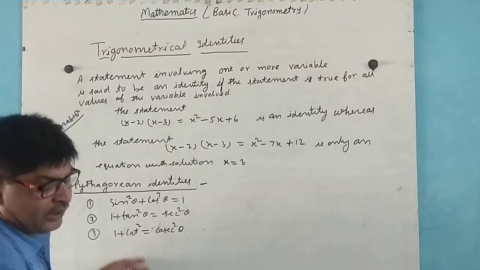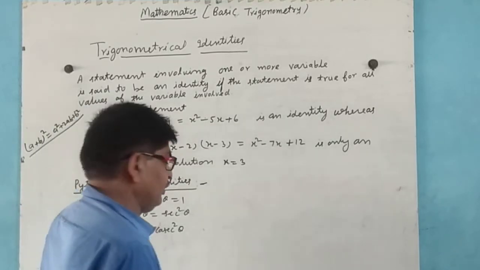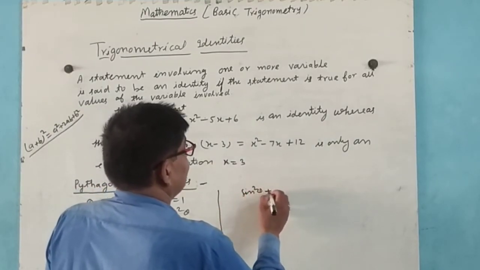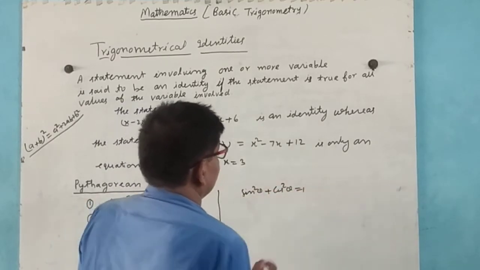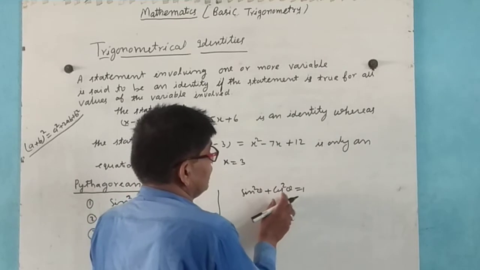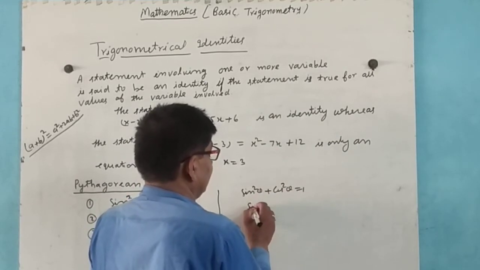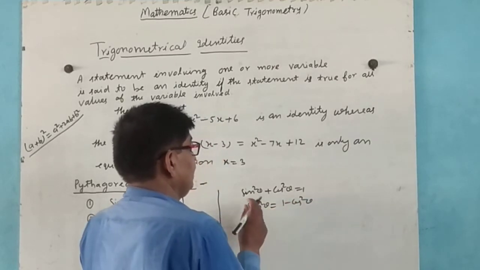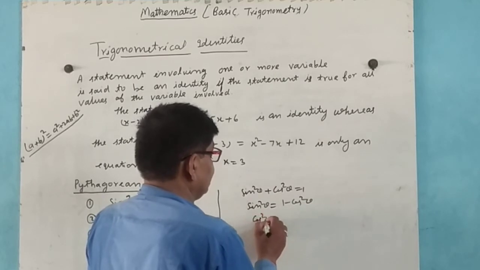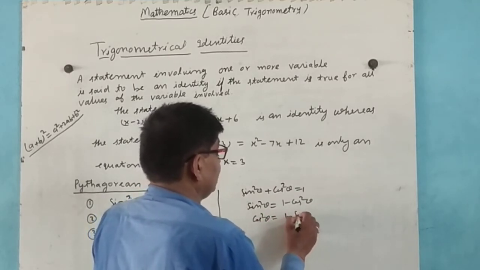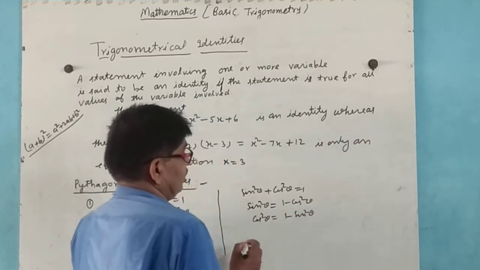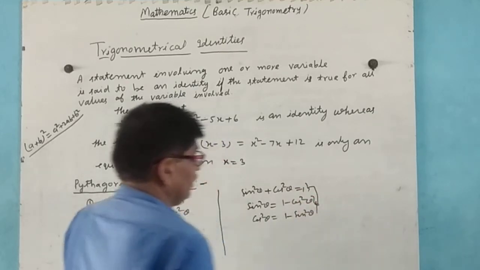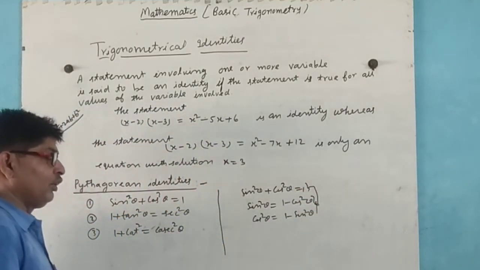With the help of these identities, we get different formulas like sin square theta plus cos square theta equal to 1. If we change the side, sin square theta equal to 1 minus cos square theta, and cos square theta equal to 1 minus sin square theta, and so on. With the help of these, we get these relations and use them to solve problems.